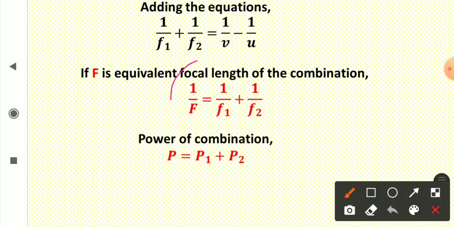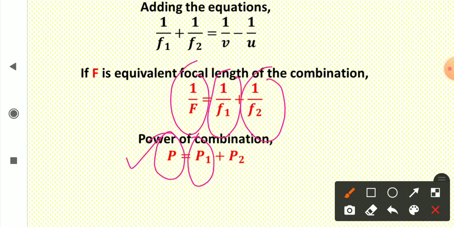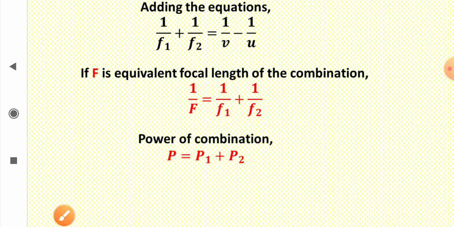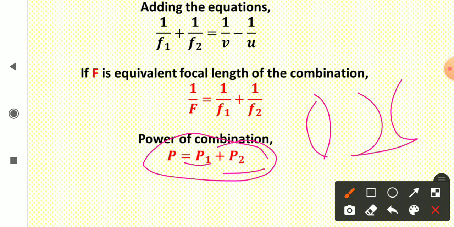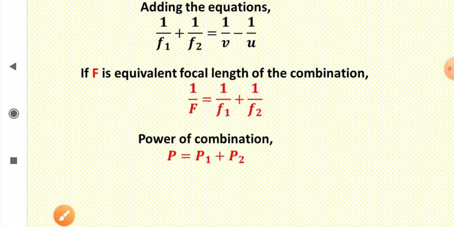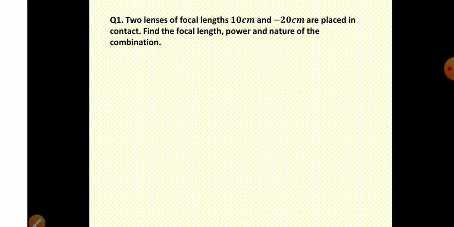And see, 1 upon f is power. So the power of the combination is P. 1 upon f1 is the power of lens 1, and 1 upon f2 is the power of lens 2. So powers are added up. We use these powers along with their sign. So if the lens is a convex lens, power is positive. If the lens is a concave lens, power is negative. So we use the formula along with the signs. And now let us take problems.